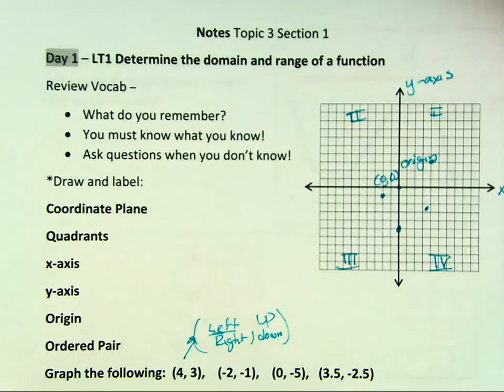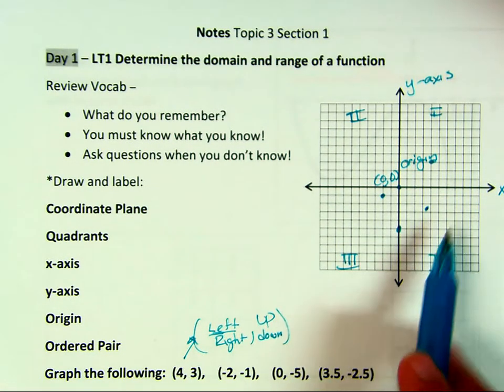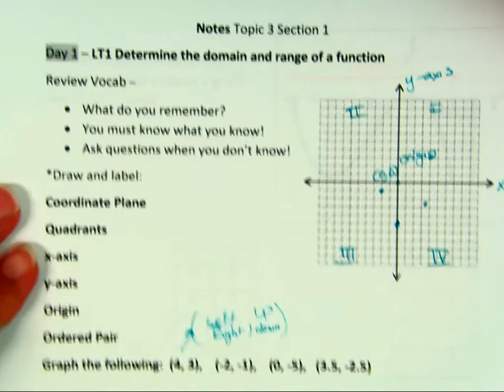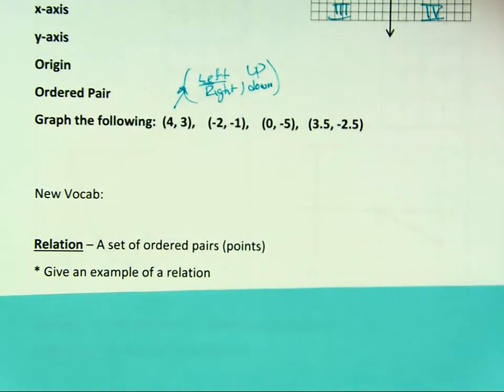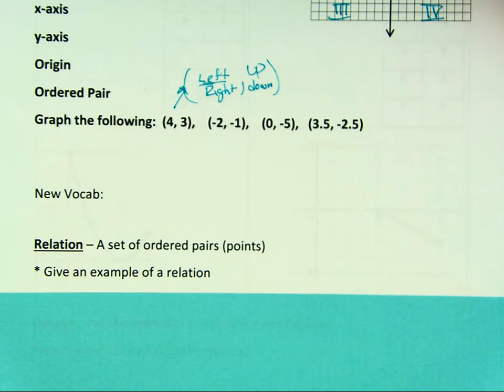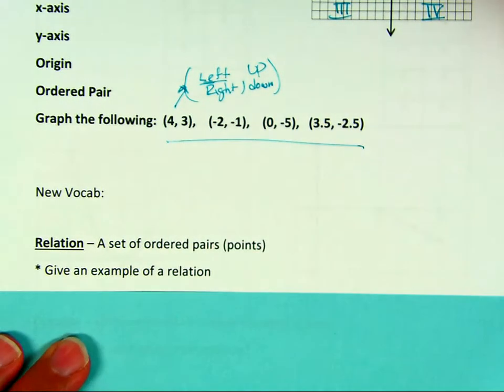Okay, so throughout the chapter we're going to need to know some of that. We need to know about x. X goes left and right, y goes up and down. So our main goal today is to talk about domain and range. But first I want to make sure you know what a relation is. A relation is just a set of ordered pairs or a set of points. So right here, that's a set of ordered points. So we'll just use that one.